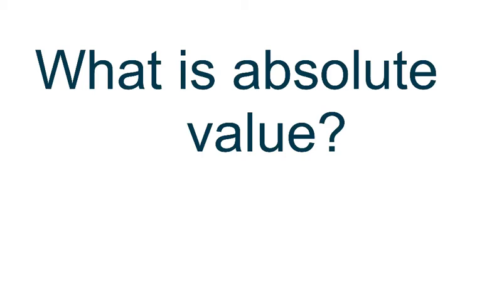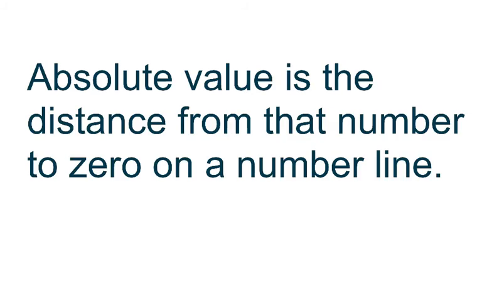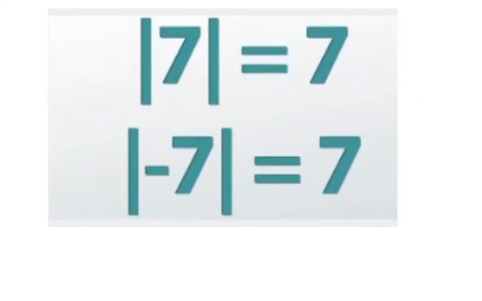This lesson deals with absolute value. Absolute value is the distance from that number to 0 on a number line. It's going to look a lot like this. So this states the absolute value of 7. It's going to look like two large bars around the number.